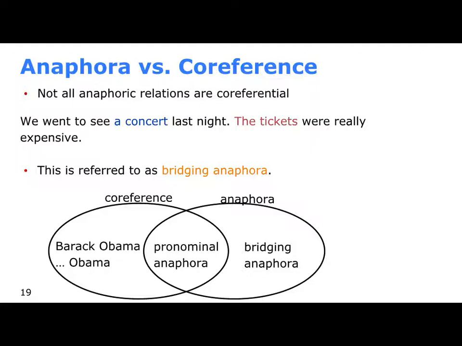There's an example of it. The tickets refer to the concert, which is in a different sentence, but they're still connected. That's why it's a bridging anaphora. But that's not a coreference.